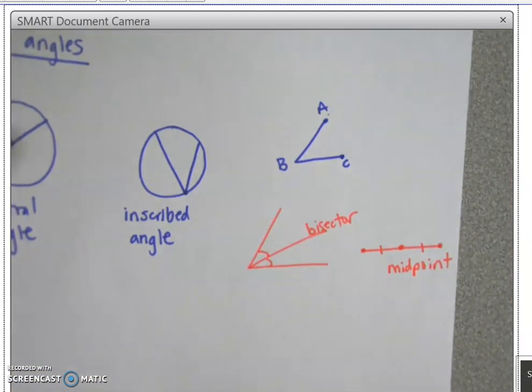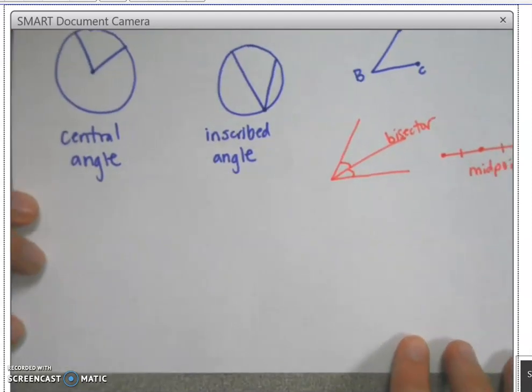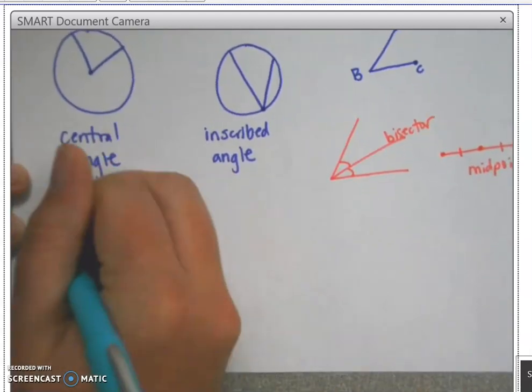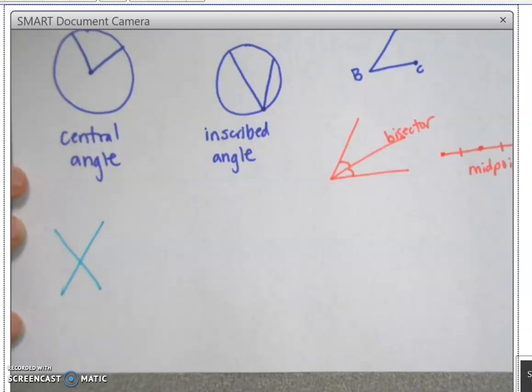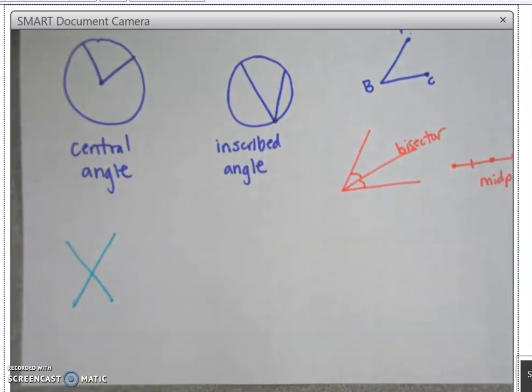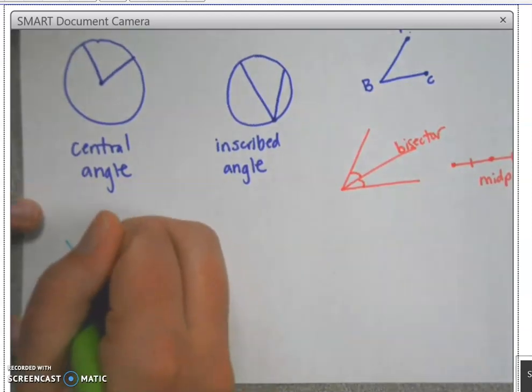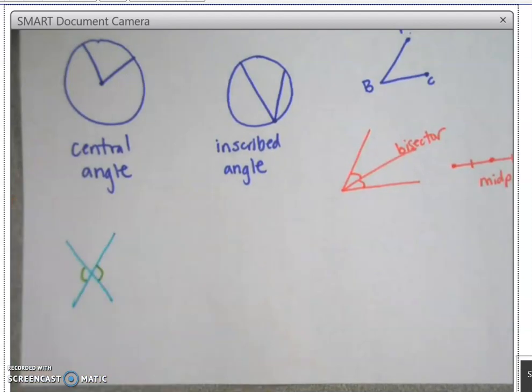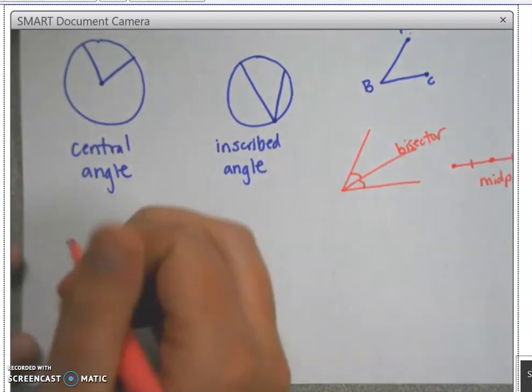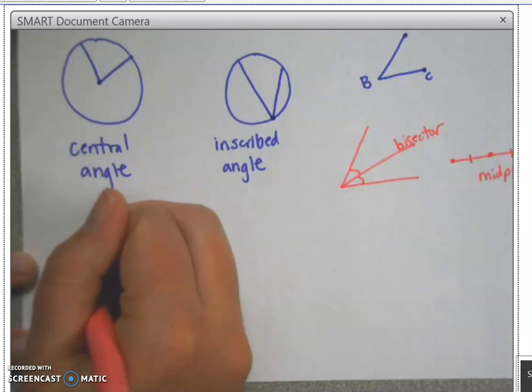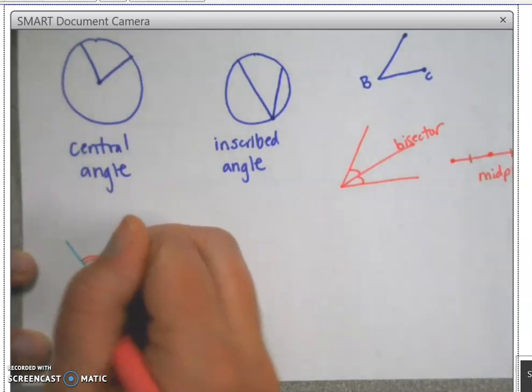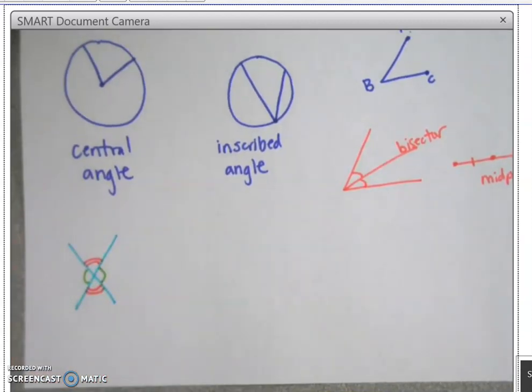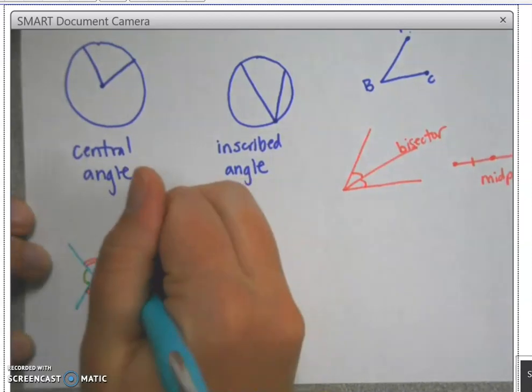Other angles you will see, when you have angles that form an X, let me change colors. The ones that face each other are called vertical angles. So these two green ones are vertical, and they're always equal. And these two pink ones are vertical, also equal. So these are called vertical angles.